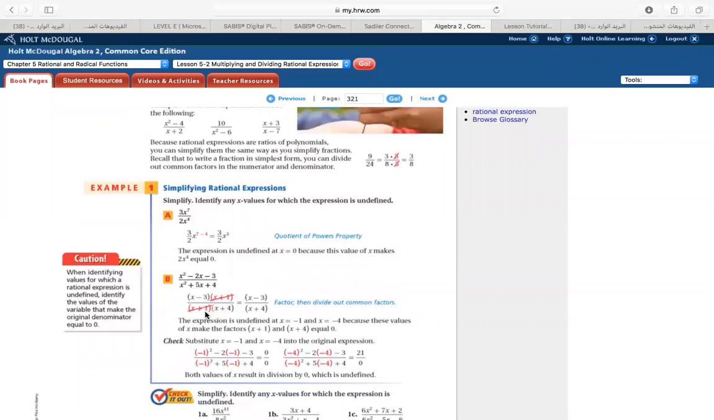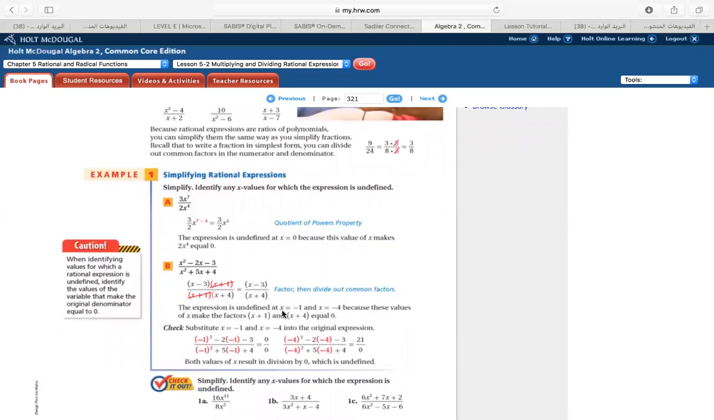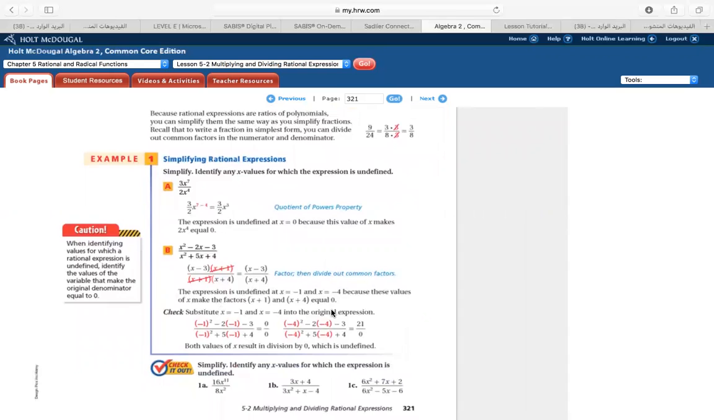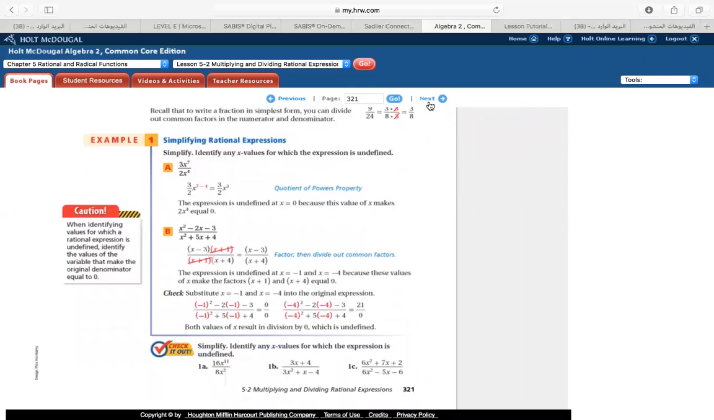Here, when I factored, I have x plus 1 and x plus 4. So x here, its value will be -1, and x here, its value will be -4. So I'm going to write the expression is undefined when x is equal to -1 and x is equal to -4. Whenever I factor and get the value of x, I'm going to write the expression is undefined at x is equal, then write its value.